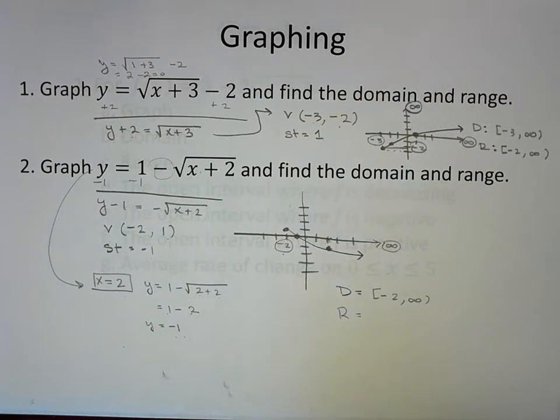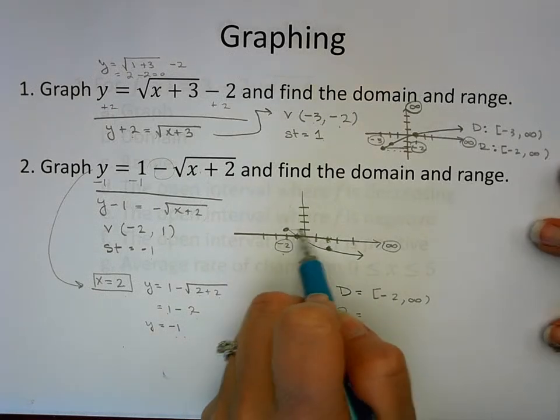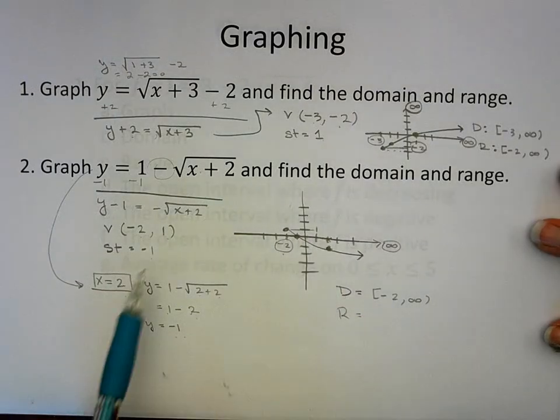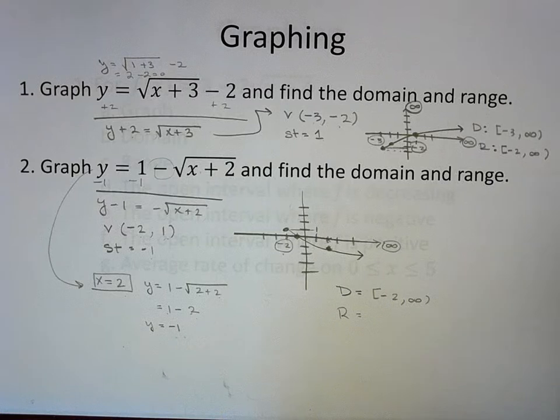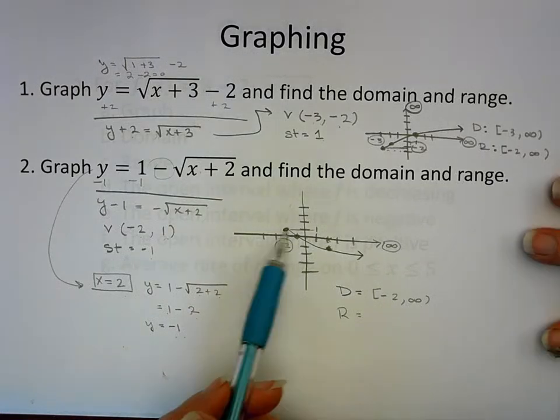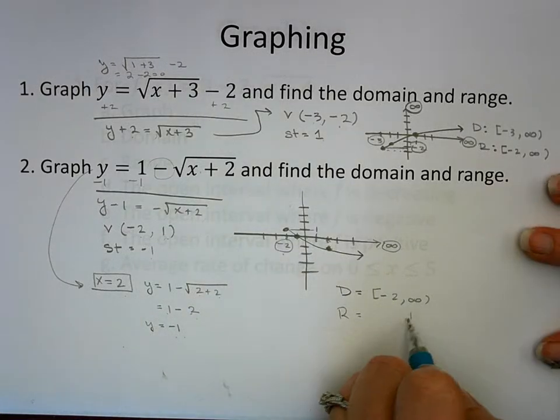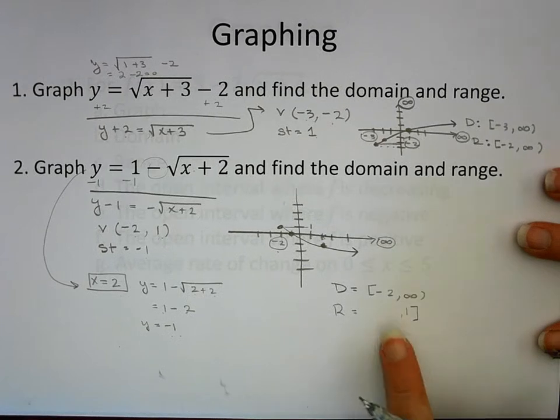So the range is bottom to top, and I can see that I top out at +1, right, at my vertex, so it doesn't go, in this case, above my vertex. So the highest I go is 1. So that's my highest, right, because I go bottom to top. So it tops out at 1.